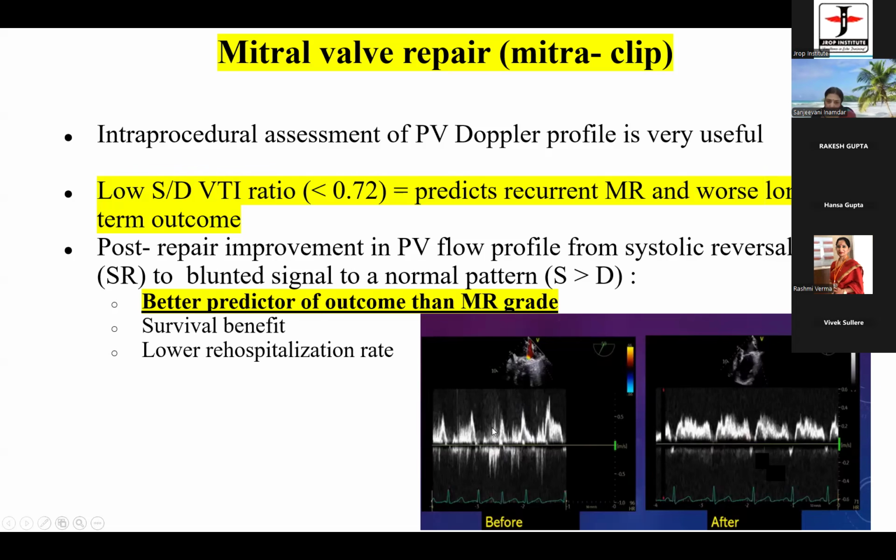So this is the picture shown over here, that is systolic reversal complete before mitral clip. The moment mitral clip was inserted, both the S and D became antegrade, and even reversal is also seen. So they were happy that this was the successful mitral clip insertion.